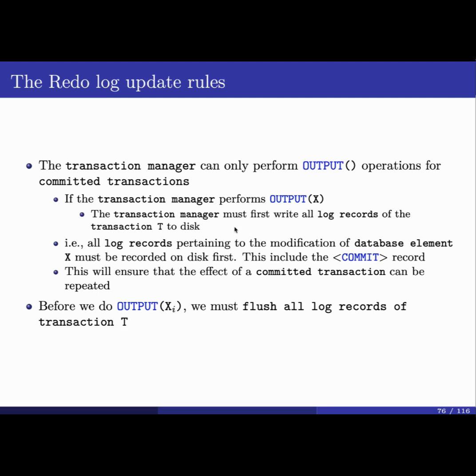the transaction manager must first write all the log records of transaction T to the disk. That means all the log entries that belong to this transaction must be written to the disk before I write the output. In other words, before doing output X, for whatever database elements were modified by this transaction, we must flush out the log records of transaction T. I need to keep track of the log entries, making sure I store the information that allows me to redo the action made by this transaction.